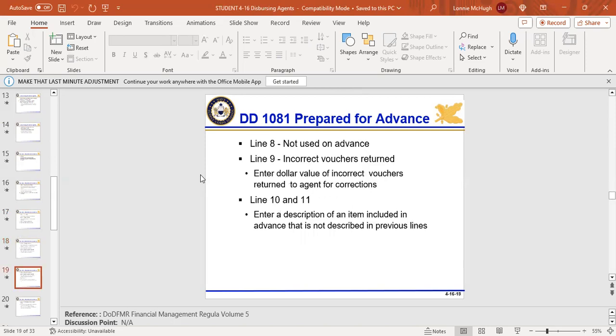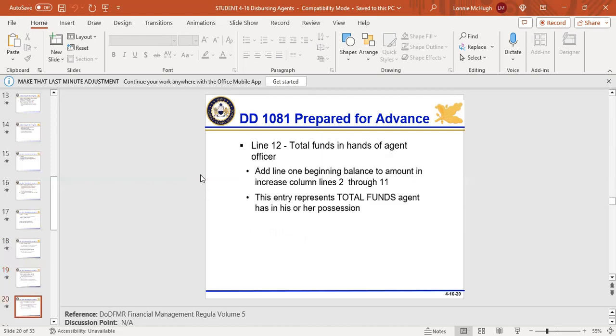Line 8 is not used on an advance. And line 9 is incorrect vouchers returned. So if your disbursing officer said, hey, you did this voucher incorrectly, and they returned it to the agent, that will go on that line there. Line 10 and 11, like I mentioned before, would be other, so it could be for a personal check. And then line 12 is the total funds in agent's hands.